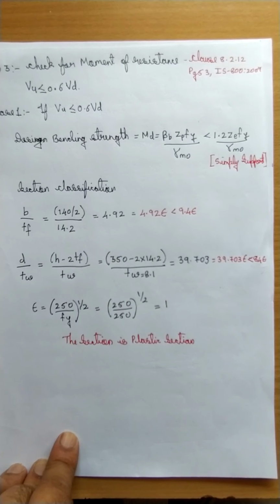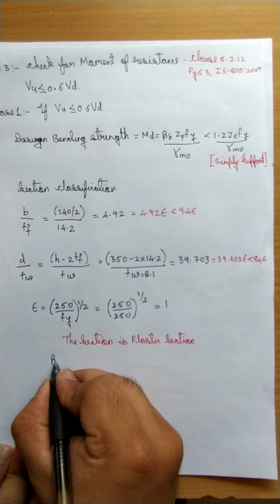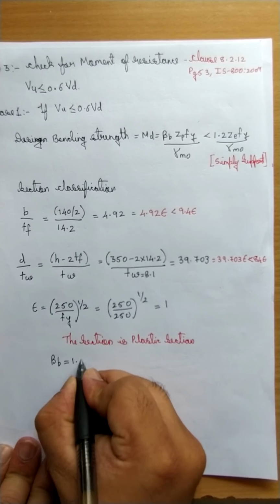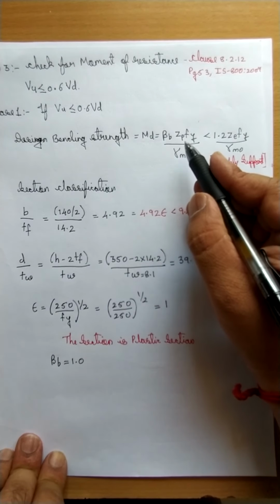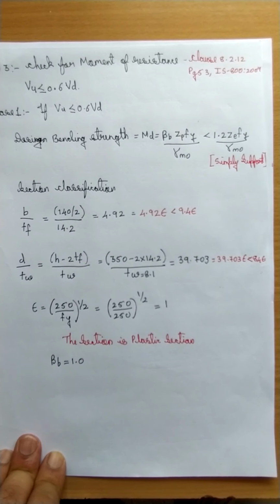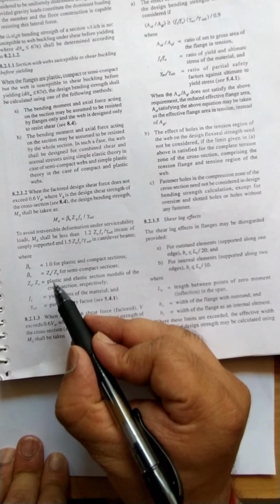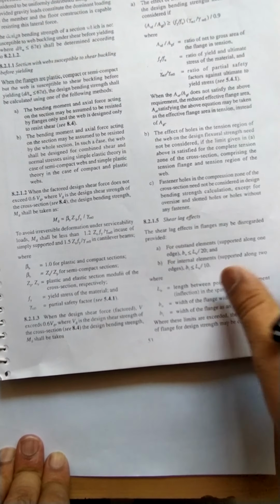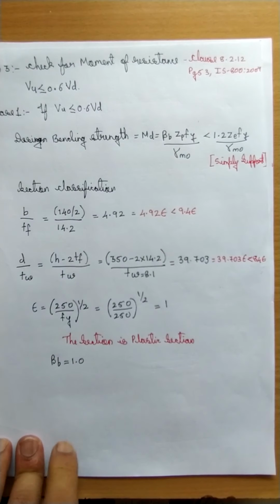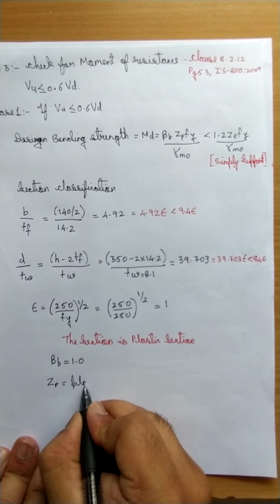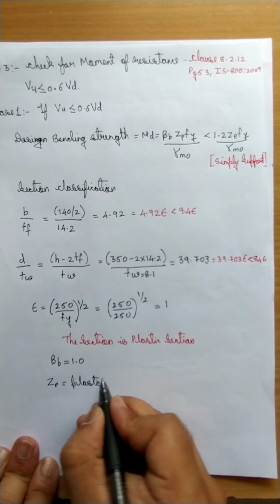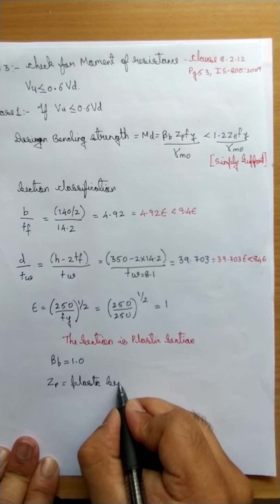So what is our section? Our section is plastic. So beta b will be 1 as the section is plastic. Next is what? Zp. Now what is this Zp? Zp is given here. Zp is nothing but the plastic section modulus of the cross section. So I'll write Zp, plastic section modulus.